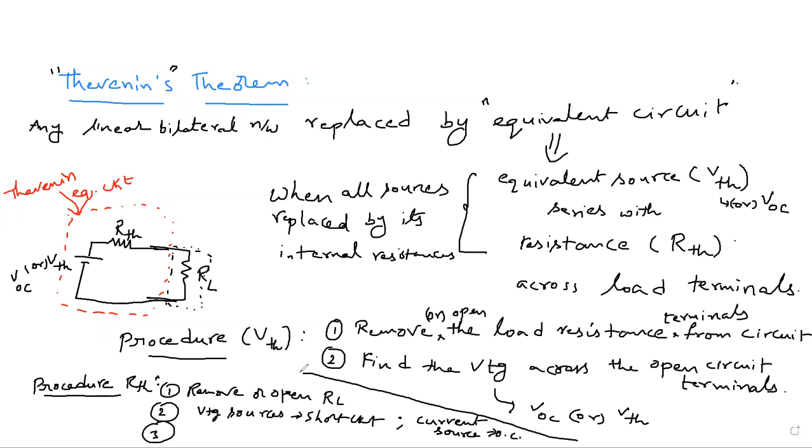And followed by the third step, very simple, you need to find the equivalent resistance across the load terminals. Then find R equivalent or RTH across load.